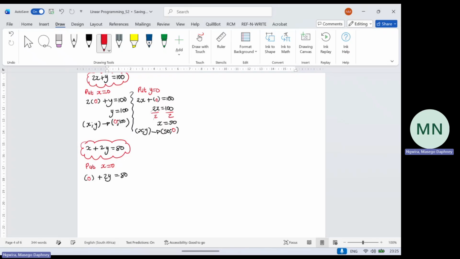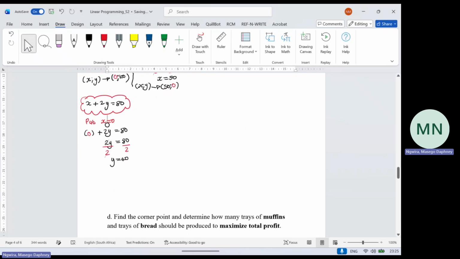Wherever I see x, I put 0. Whether you use brackets or not here, it's okay. Then this will be 2y is equal to 80. I'm going to divide both sides by 2, and then the 2 and 2 cancel, and my y is equal to 40. So what does it mean? It means that my (x, y) will be, when my x is 0, my y is 40.